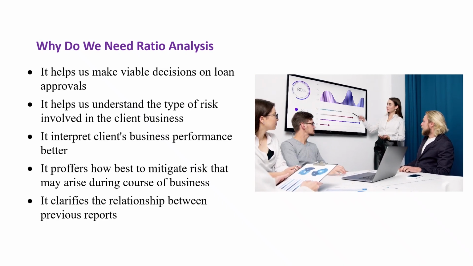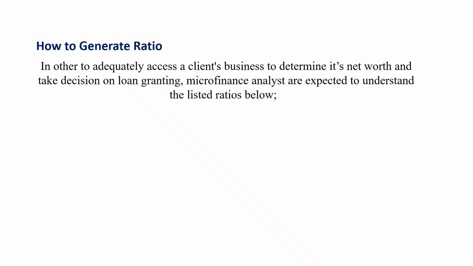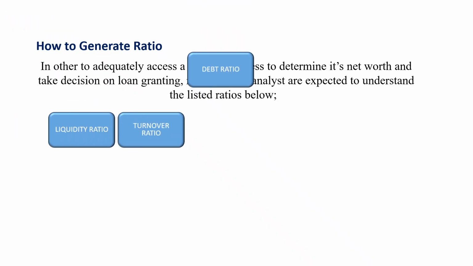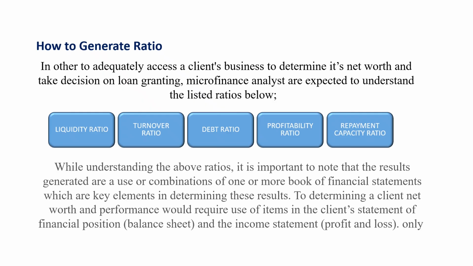The next thing we are going to talk about is how to generate ratios. In order to adequately assess a client's business to determine its net worth and take a decision on loan granting, the microfinance analyst is expected to understand the listed ratios below: liquidity ratio, turnover ratio, debt ratio, profitability ratio, and repayment capacity ratio. You don't expect a microfinance institution to have a repayment capacity ratio when it is not repaying a loan as a customer. This is the main reason why all these categories of ratio focus on the customer's book.